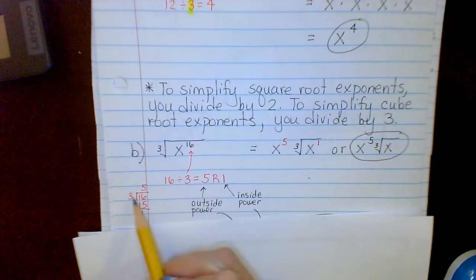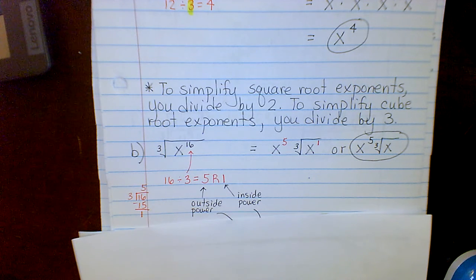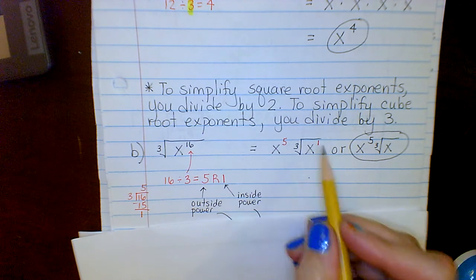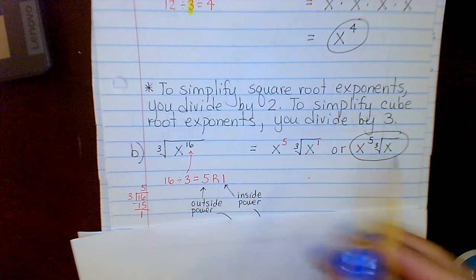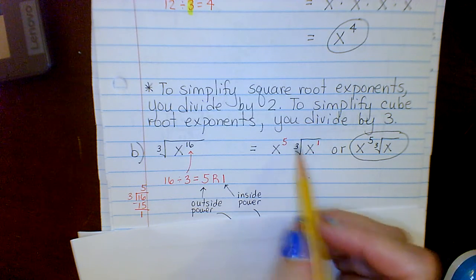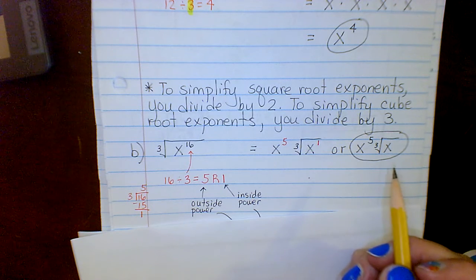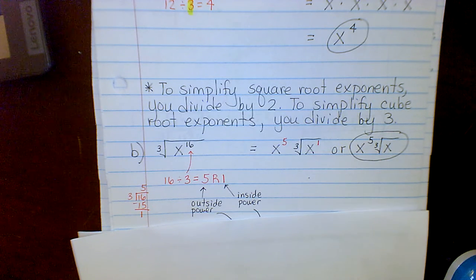And I just kind of did the little side work over here. 3 goes into 16 5 times. 5 times 3 is 15. Subtract, you get a remainder of 1. Outside, inside. Don't forget to put the cube root symbol here. That's important. Don't write x to the 5th, the square root of x. You need that cube root symbol on there. So we get x to the 5th and the cube root of x.